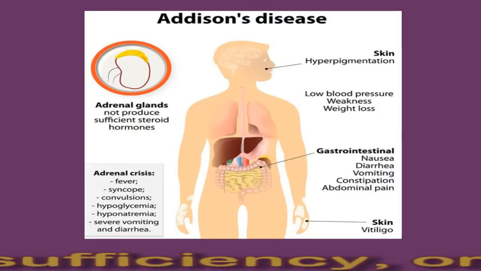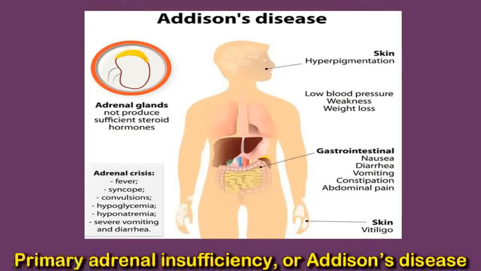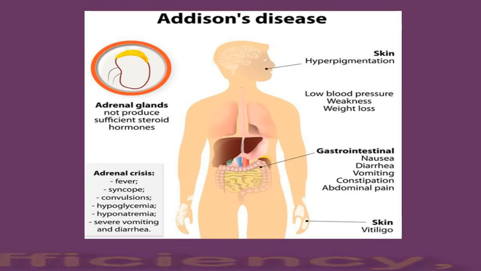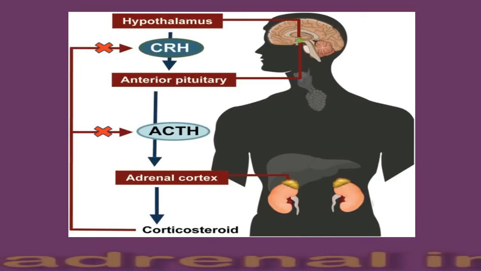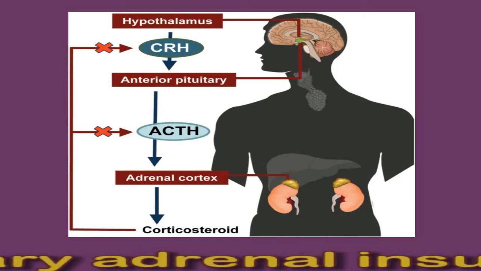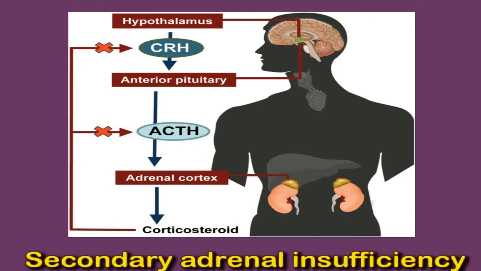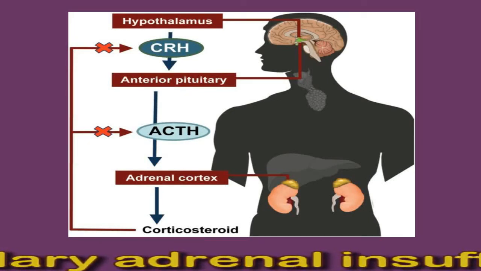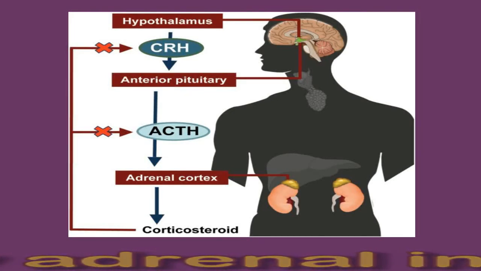Primary adrenal insufficiency or Addison's disease. Damage to the adrenal glands affects its production of hormones. Secondary adrenal insufficiency. The brain's pituitary gland does not produce enough adrenocorticotropic hormone, a hormone that influences cortisol production in the adrenal glands. This leads to low hormone levels.